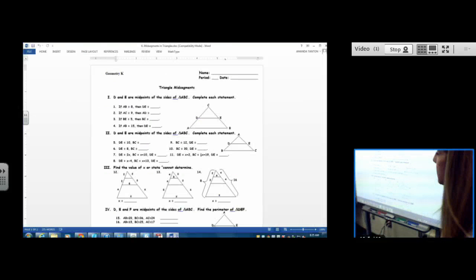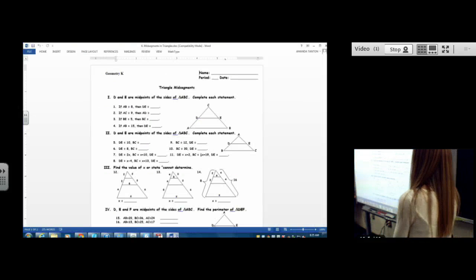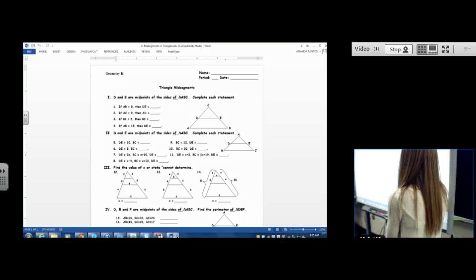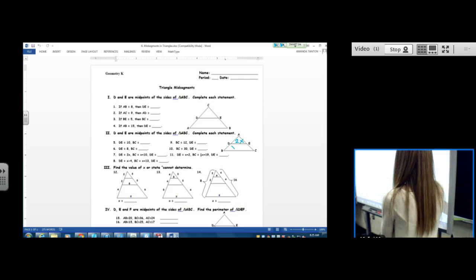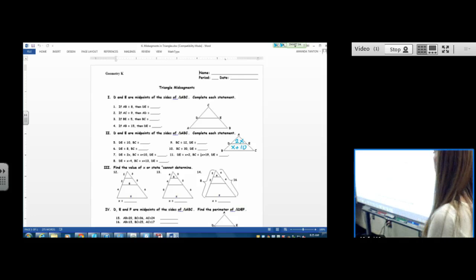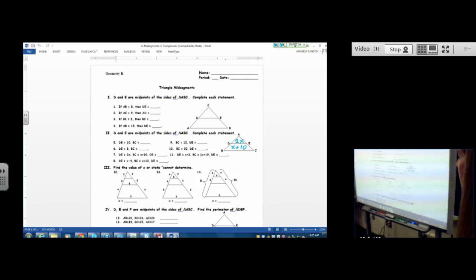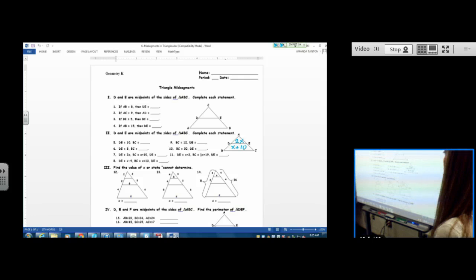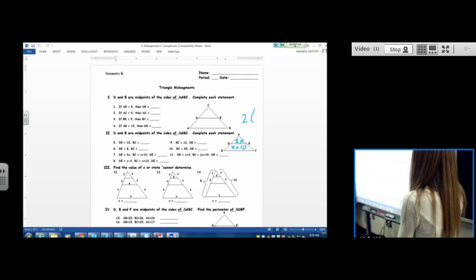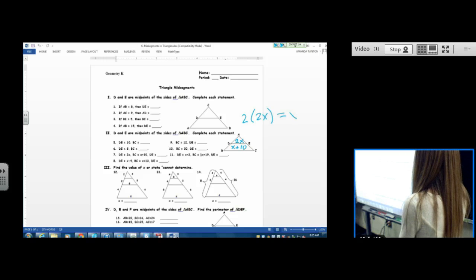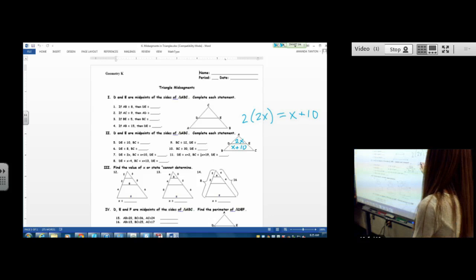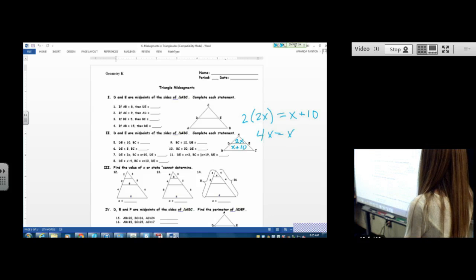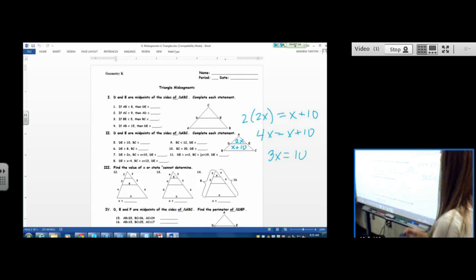Okay, we are looking at number 7 from the homework. It says that the mid-segment is 2x, that's DE is 2x. BC is x plus 10. So we learned that the mid-segment is half the base. You double the mid-segment to get the base. So 2 times the mid-segment equals the third side. Double the mid-segment to equal the third side. So 4x equals x plus 10. Subtract x. 3x equals 10.